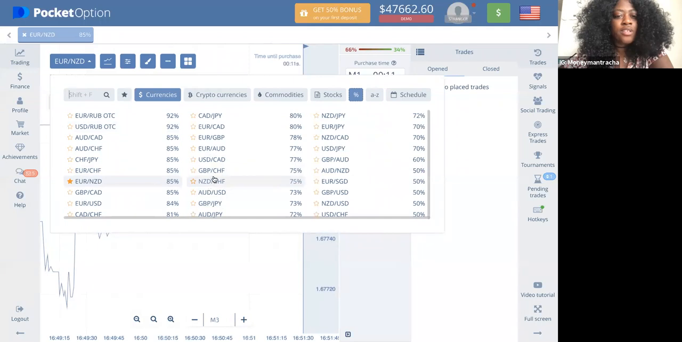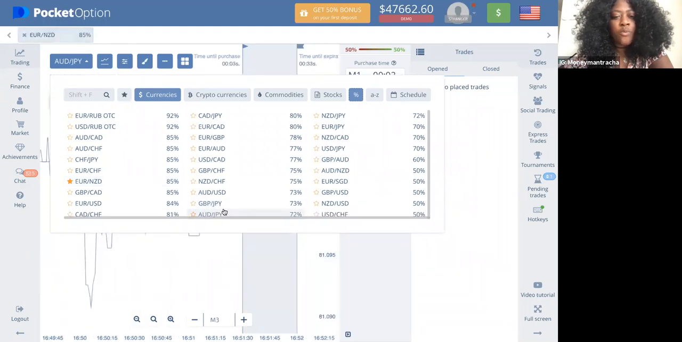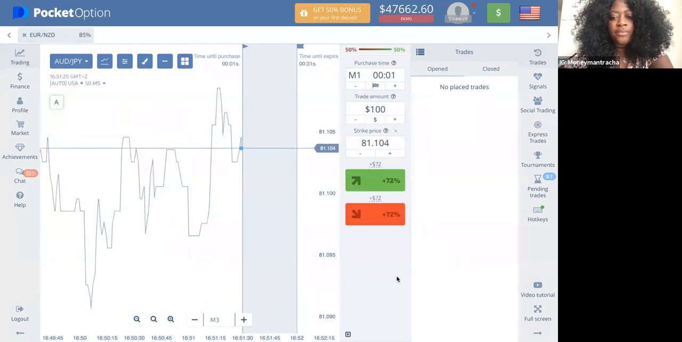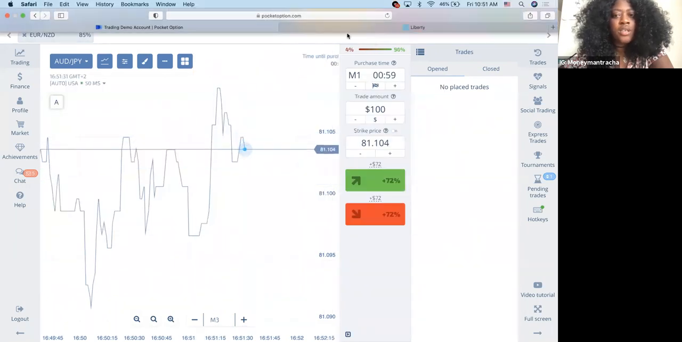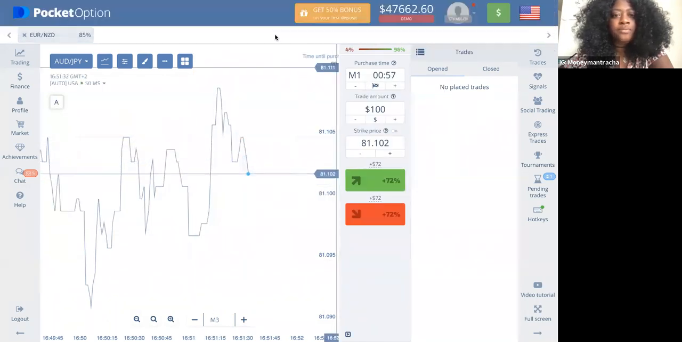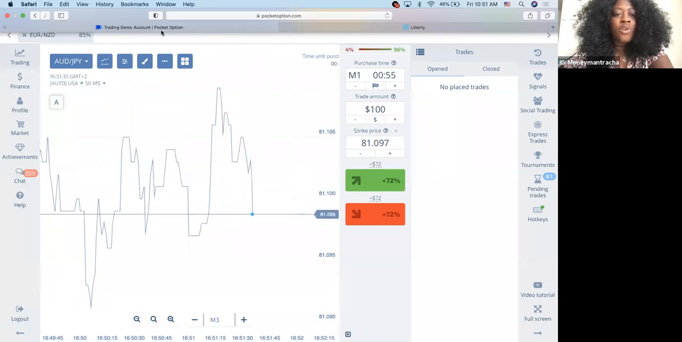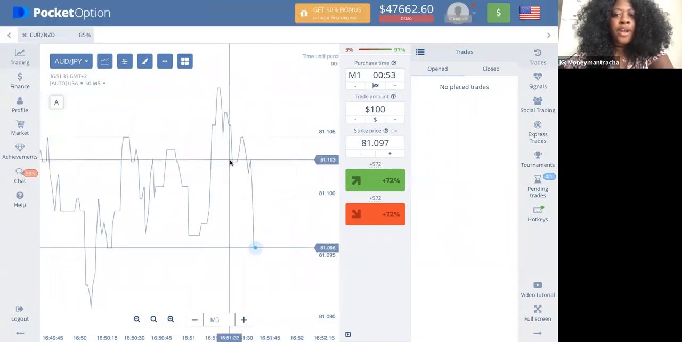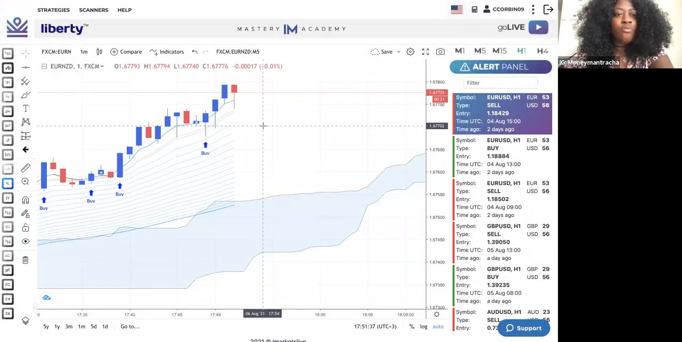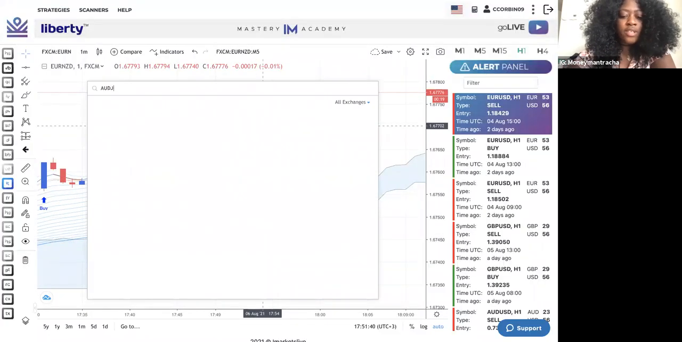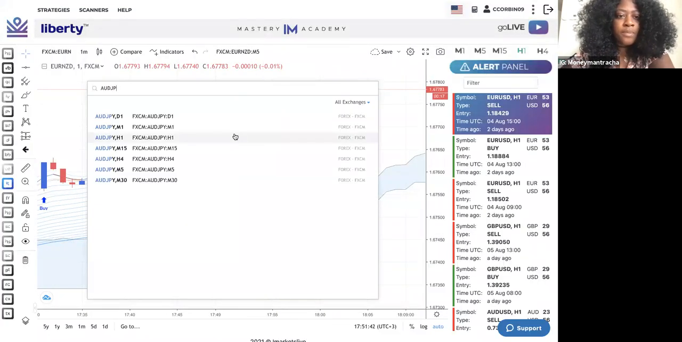All right, y'all. Let's try AUD JPY. Let's see what's happening with AUD JPY. So, of course, you choose your currency pair based on the payout. You make sure you choose the correct currency pair on your Webslinger, AUDJPY.